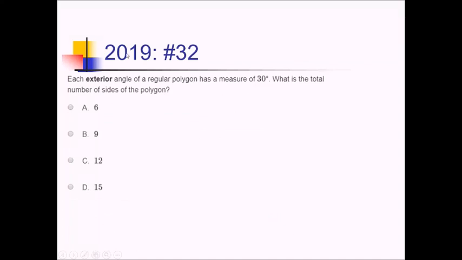For this problem, they're telling us each exterior angle of a regular polygon has a measure of 30. What's the total number of sides of the polygon? The key here is realizing that every polygon has exactly 360 degrees for exterior angles. Interior is a little tricky. You have to use like 180 times n minus 2, but exterior is always 360. So if you want to know the number of sides, you just have to take 360 and divide it by one of these exterior angles. 360 divided by 30 then is going to be 12. So this is a 12-sided figure. That would be, what, a dodecagon? Well, it doesn't really matter because 12 is one of the answer choices, so choice C.